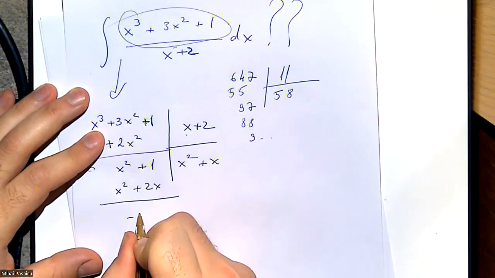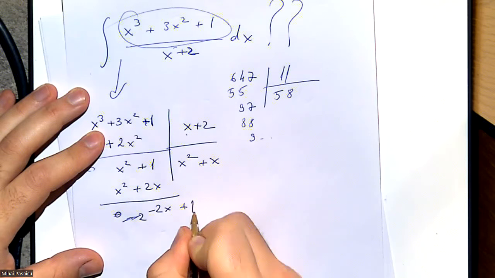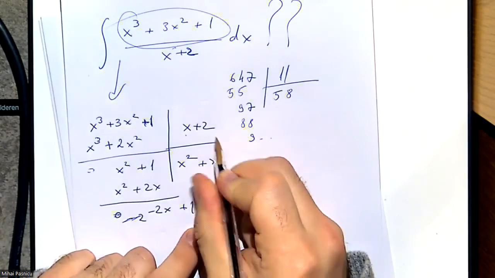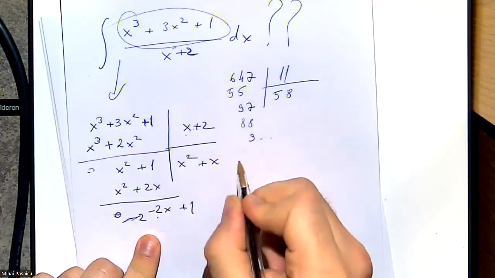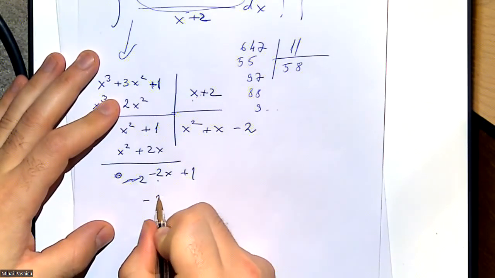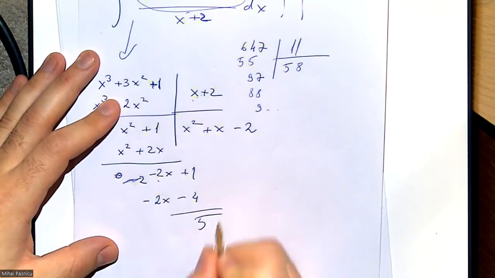When I divide, I get minus 2. This goes 0, minus 2x plus 1. Okay, I do it once again for the last time. X minus 2 minus 2. This becomes minus 2x minus 4, equal to 5.